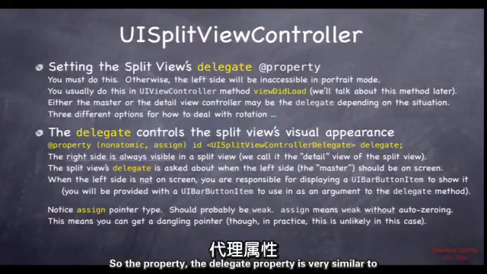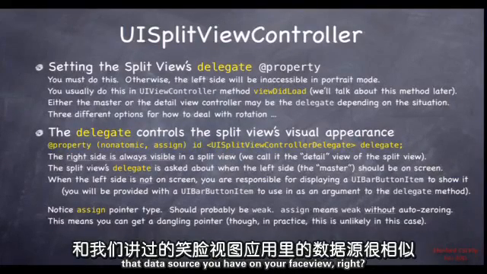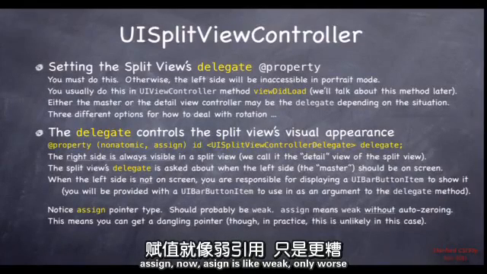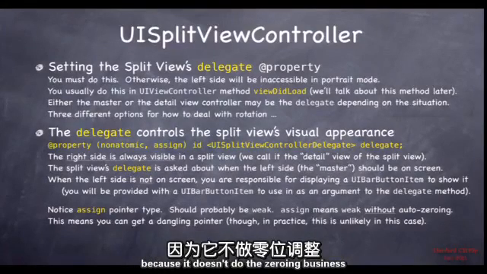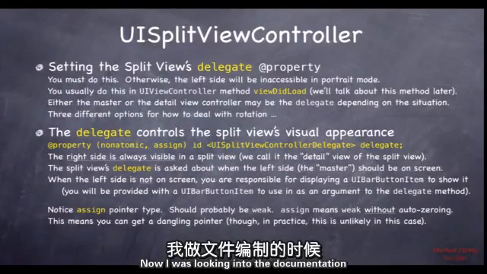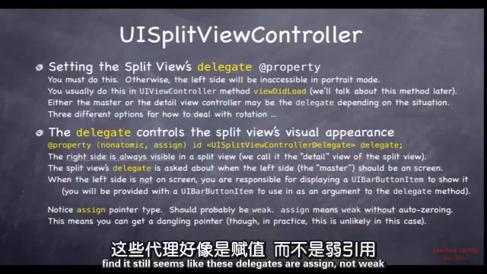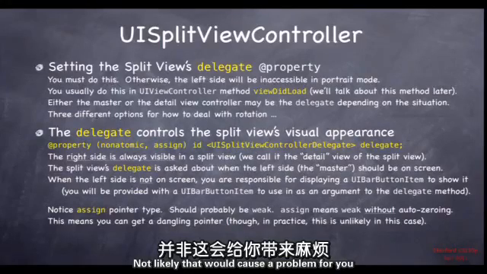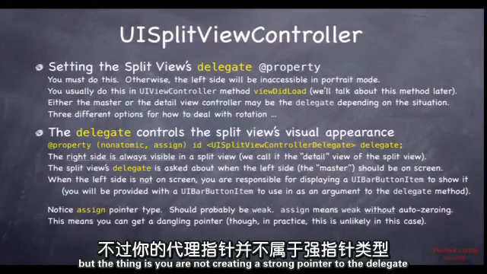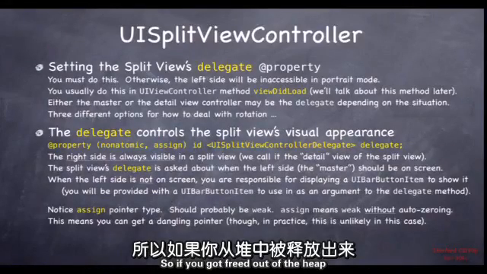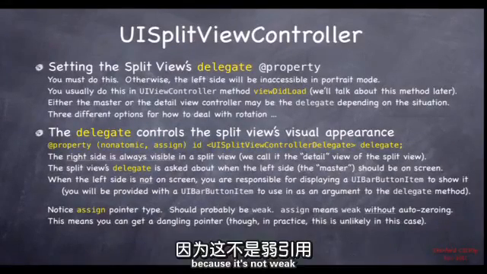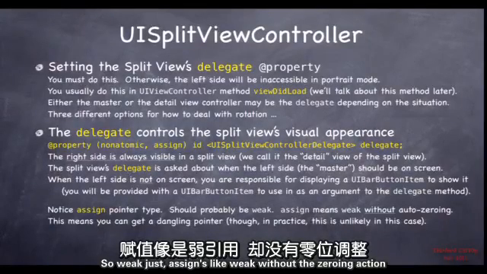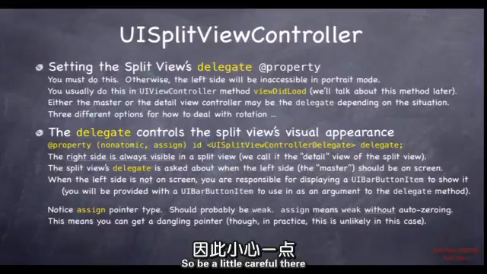So the delegate property is very similar to that data source you had on your face view, right? It's a non-atomic assign. Now, assign is like weak, only worse, because it doesn't do the zeroing business. I was looking in the documentation in iOS 5, and it still seems like these delegates are assign, not weak, which is a little bit unfortunate. You want to be slightly careful here. It's not likely to cause a problem for you, but you're not creating a strong pointer to the delegate, so if it got freed out of the heap, you could have a dangling pointer here with assign, because it's not weak. Assign is like weak without the zeroing action. So be a little careful there.